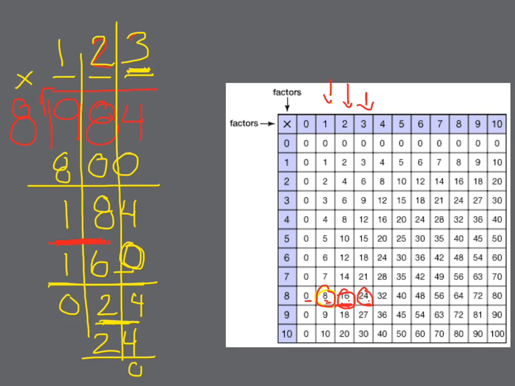Really simple. One digit at a time. Use your multiplication table and you will be golden, my friends.